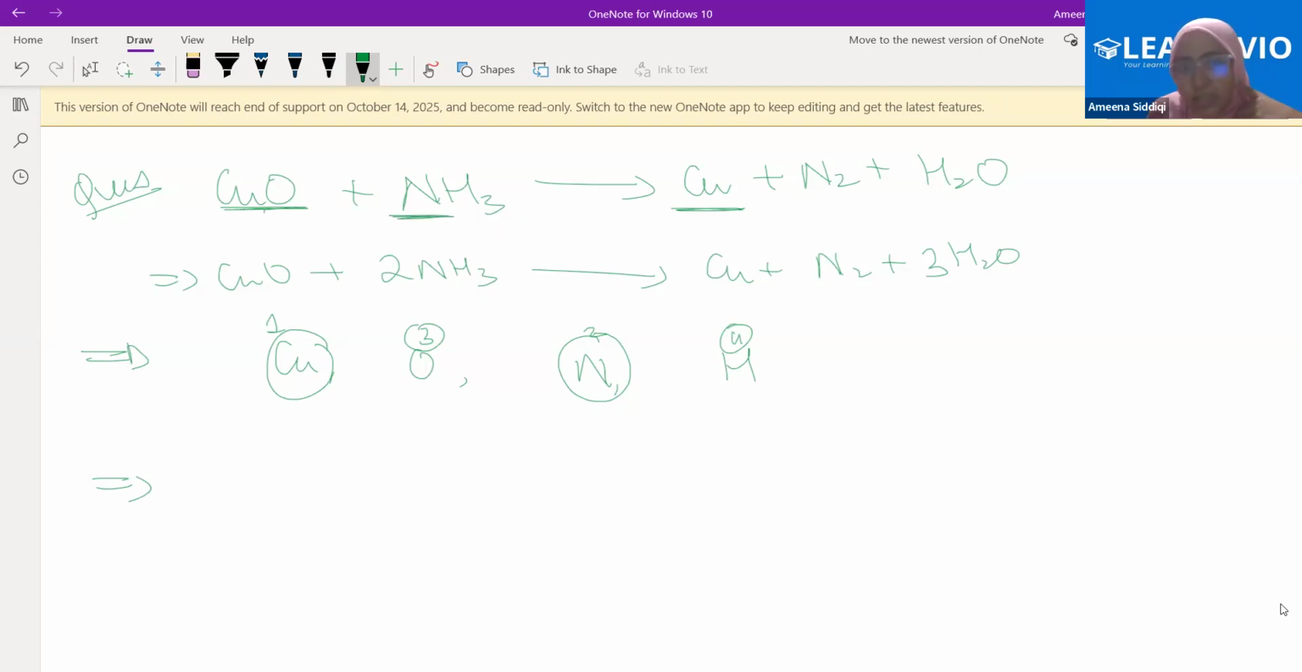That is nitrogen. How many atoms here? One here, and here two, right? So I will have to balance it. So what do I do? Since I cannot change NH3, I add a 2 there, right? And I get this equation.